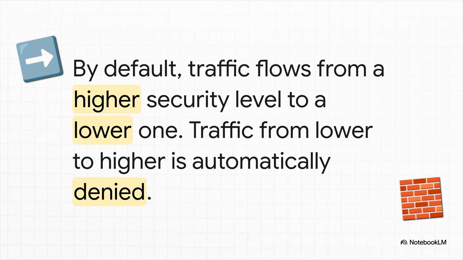Well, this is where they really shine. Out of the box, the ASA has a built-in rule. Traffic can always flow from a higher number to a lower number. So from your inside interface at level 100 out to the internet at level 0, no problem. But what about the other way? Traffic from the internet trying to get in? Nope. Denied by default. That's your first layer of security, and you haven't even written a rule yet.